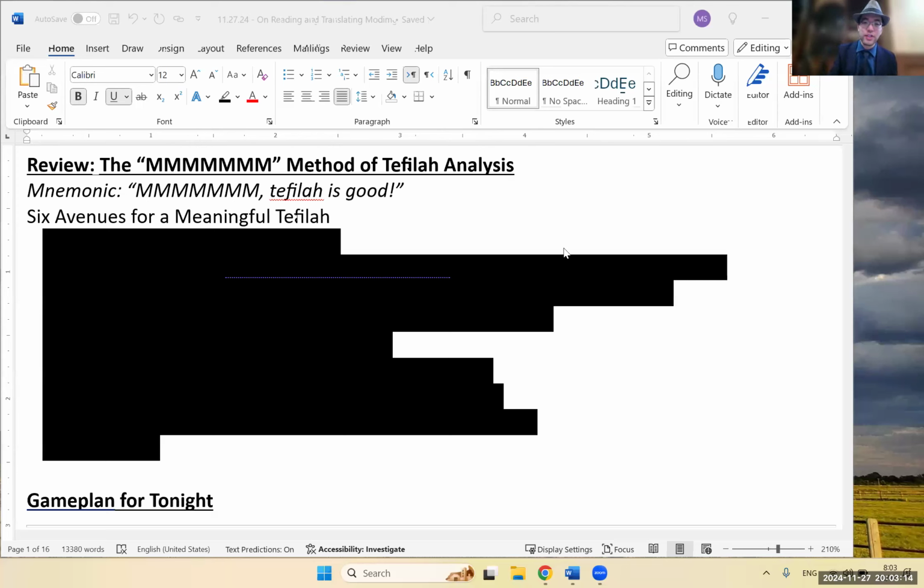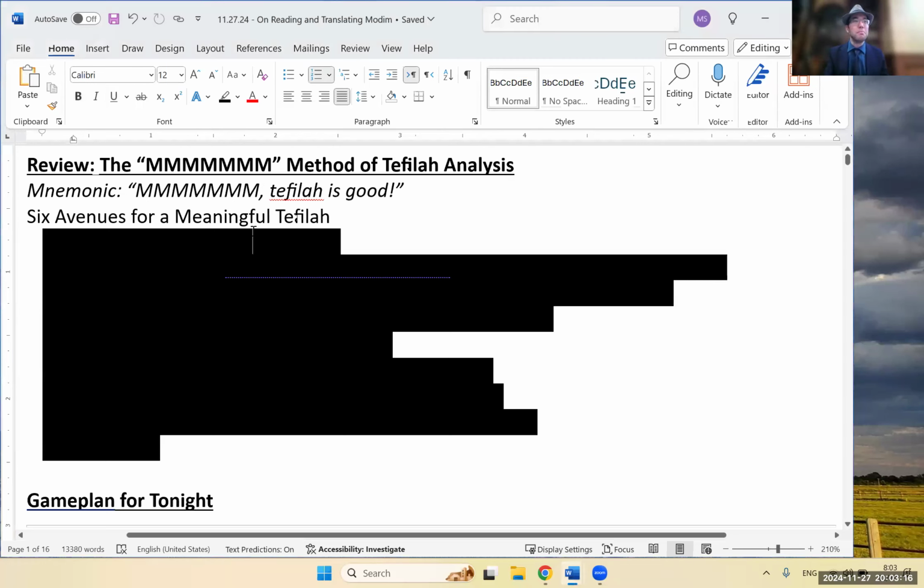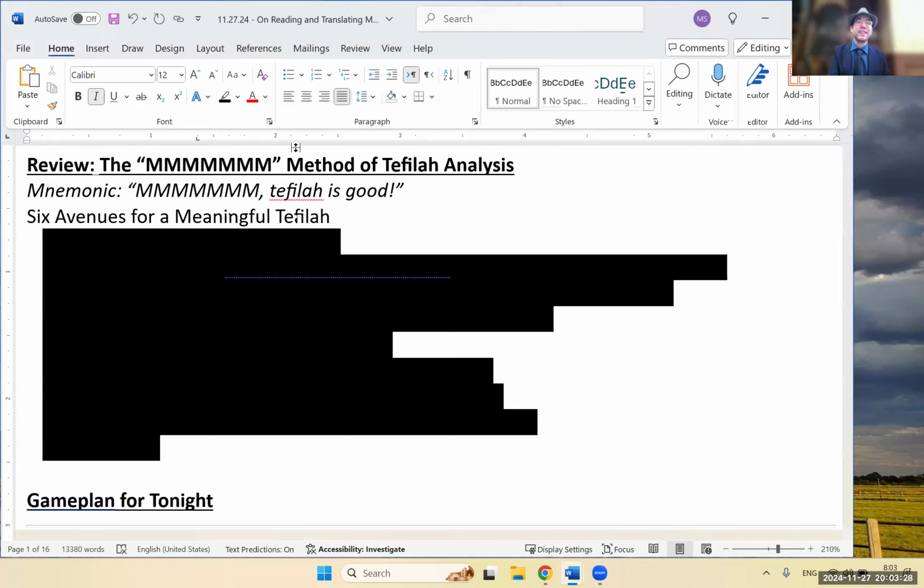Okay, so I call this the method of Tefilah analysis because the mnemonic is Tefilah is good. Until today, there were 6 M's. Now there's 7. There's actually 2 rejected M's at the end also, but I'll explain why. 9 M's? There's 9 total. I would really like to have 10 and then reject 3 because that'd be a nice little gesture. Okay, so sorry, it's not 6, it's 7 now. This changed right before shiur.